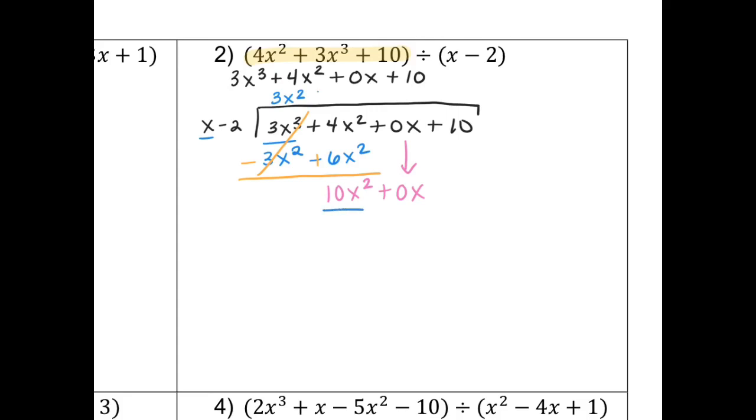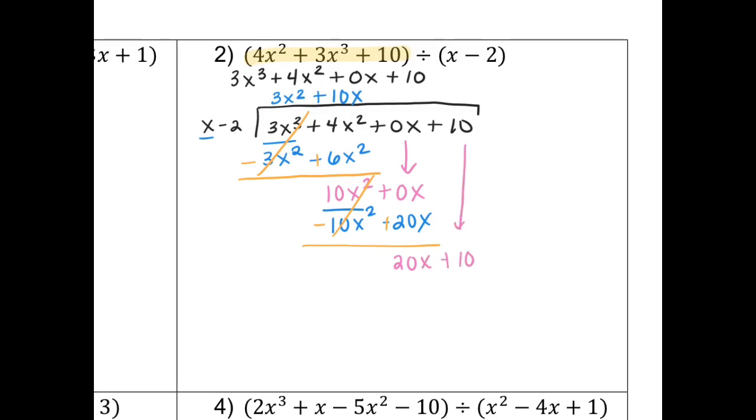What do I have to multiply x by to make it 10x squared? 10x. Now distribute it. So we're going to have 10x squared minus 20x. Draw a line, change the signs. That should cancel, combine like terms. I've got 20x plus 10.